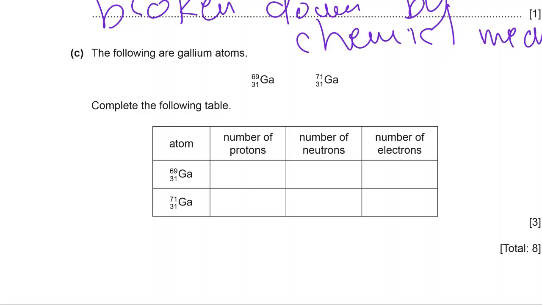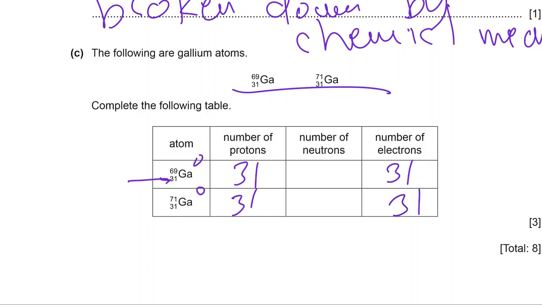The following are gallium atoms. There is a difference in the nucleon number, so they are isotopes. Here we have this table, we need to fill it out. What's the number of protons? Protons are always the same as the atomic number, so 31. Number of electrons, they are neutral, so both of them are the same, but they have different nucleon numbers. That means different numbers of neutrons.